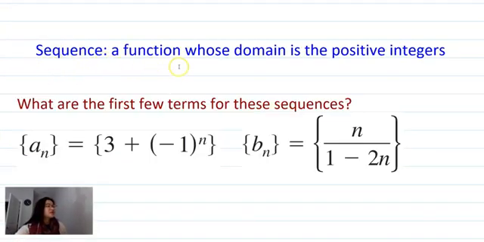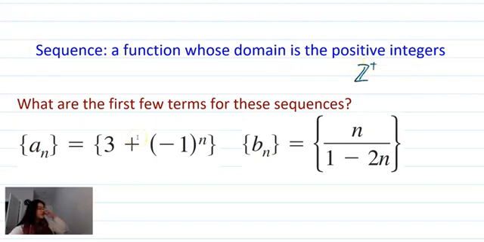So a sequence is a function whose domain is the positive integers. So the inputs for a sequence are the positive integers, which is blackboard bold Z with a little positive superscript. So that's the fancy math way of saying positive integers.